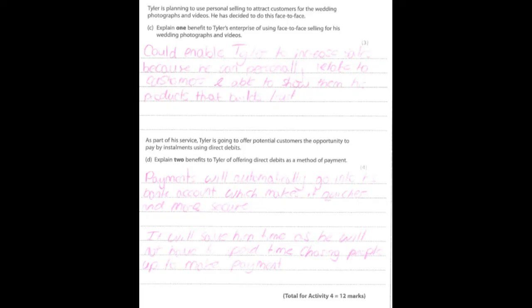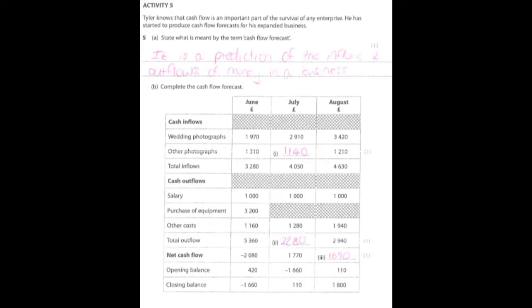Again, try and link it to that context and that case study. Now, activity 5 is one of those activities that I absolutely love because it's cash flow. Question 5A is a simple state question, and it's the favourite question, cash flow forecast. State what is meant. The key word here is a prediction, and then you need to say of inflows and outflows of money in a business.